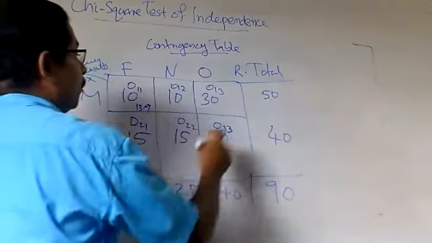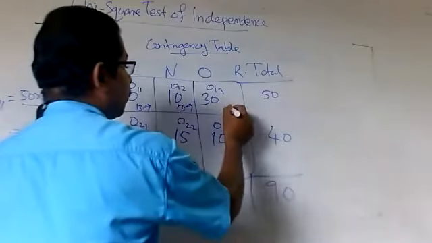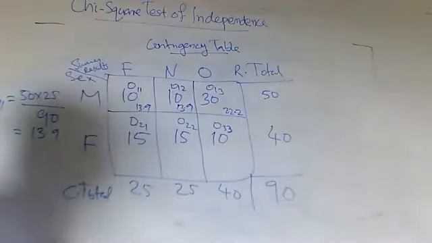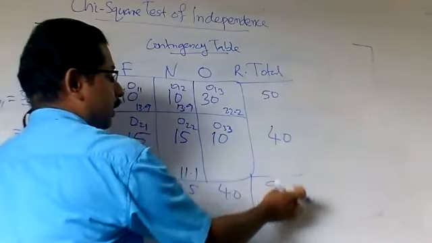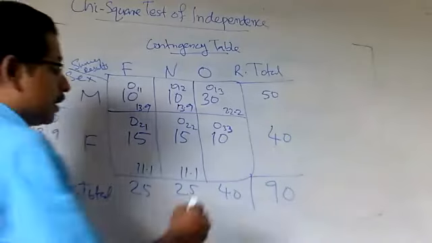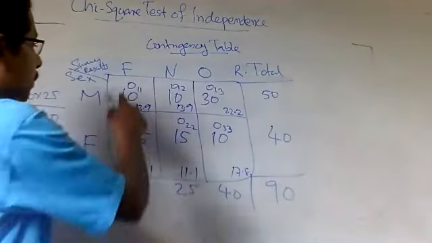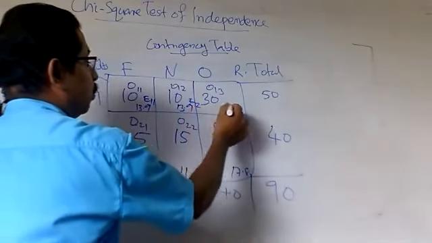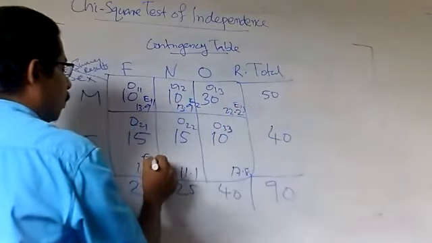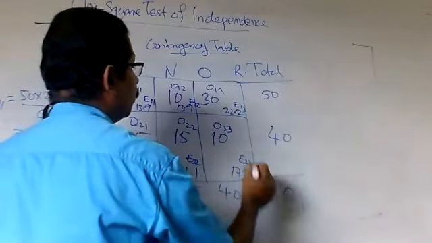Similarly, here it is 25 into 50 by 90, 13.9. Then for the next cell it is 22.2, then 11.1. Next, here also it is 11.1, and for the last cell it is 40 into 40 divided by 90, around 17.8. Now we have the observed and expected values. These expected values are E11, E12, E13, E21, E22, and E23.